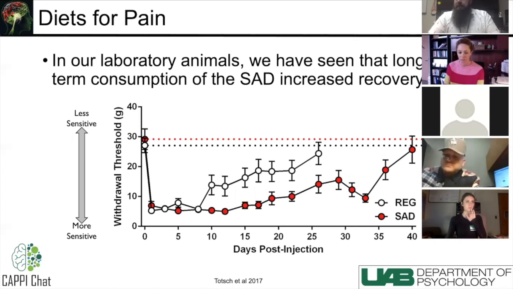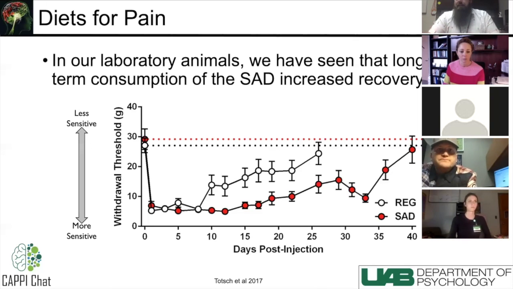In this experiment, we had animals that were eating our American diet or the regular diet for a number of different weeks. We caused a short term inflammatory injury, and we're looking at their sensitivity to that injury. And so on the left hand side, you can see less sensitive are higher numbers, more sensitive are the lower numbers. And so for our control or our regular animals, they are hypersensitive after the injury. That maximum hypersensitivity lasts for about 7 to 9 days. And then they start to recover, and they're fully recovered by day 26.